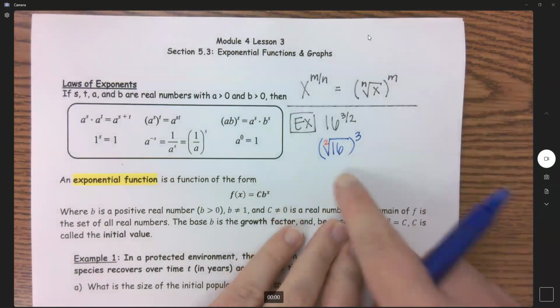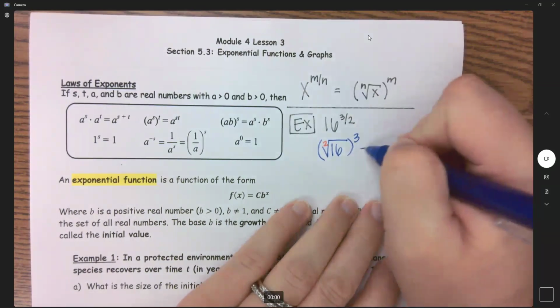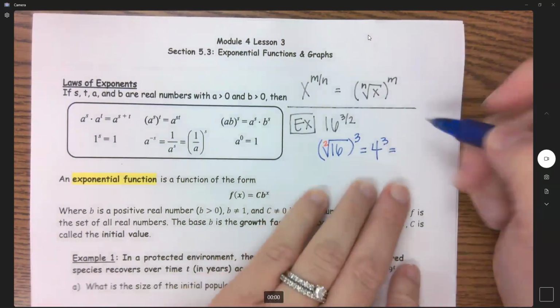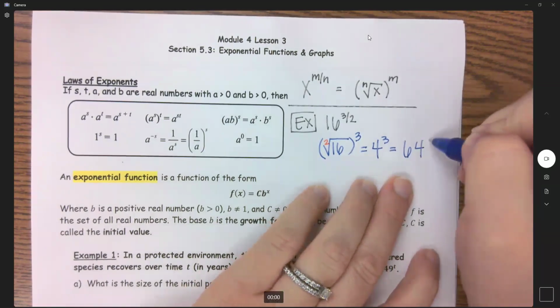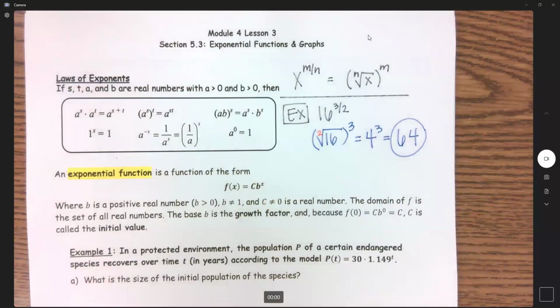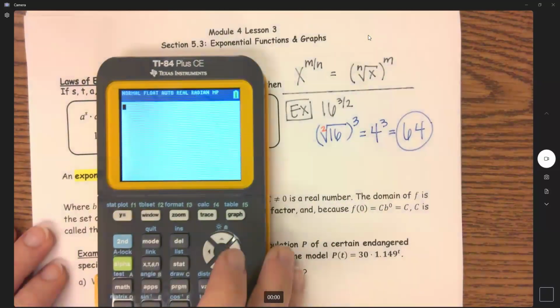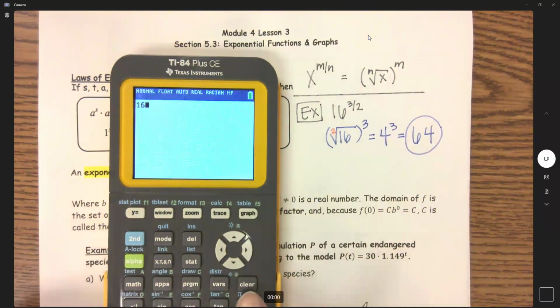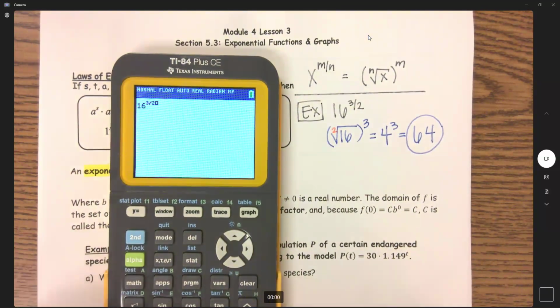So now we can evaluate it. The square root of 16 is 4. And 4 cubed now is 64. Which is exactly what you get if you put this in your calculator. You can do 16, then your caret key, to the 3/2 power, and we get 64.